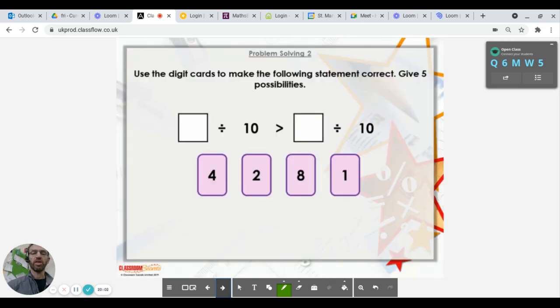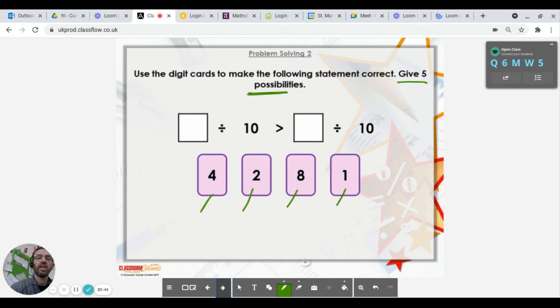Here's a nice problem. You've been given 1, 2, 3, 4 digit cards. Use the digit cards to make the following statement correct. Give 5 possibilities. One puzzle, 5 answers, 5 ticks, 5 marks. If you got this question in a test of some sort and you gave us one answer, that would be 20%. If you got 5 answers, you would get 100%. So important to read the question. Give 5 possibilities. Spiciest work, so you got to go for it.